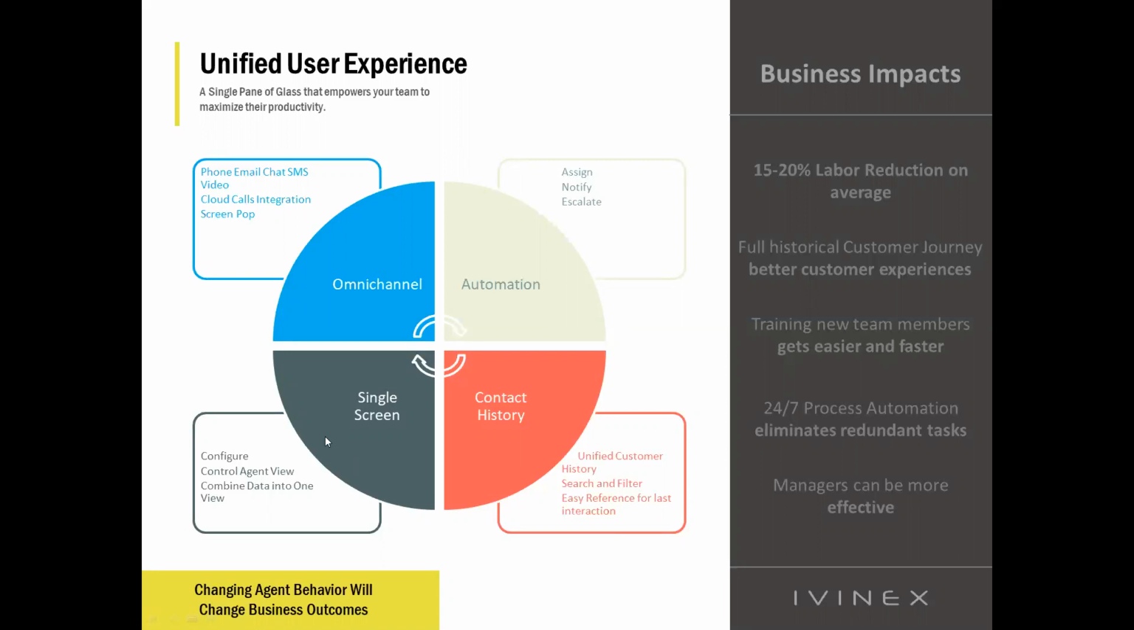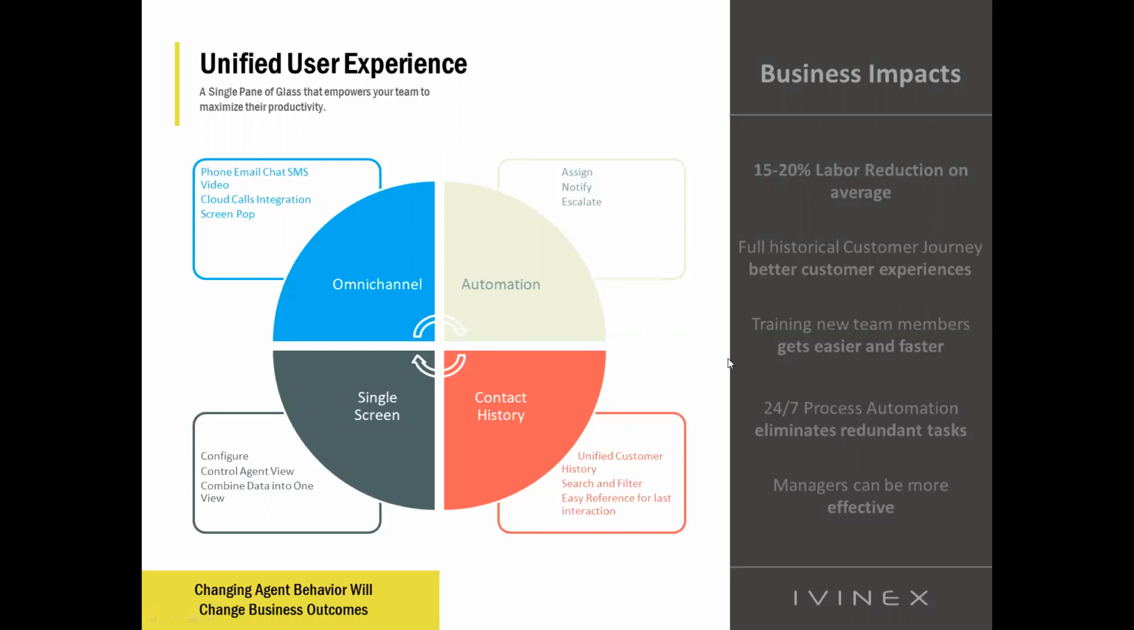And then the single screen or the single pane of glass is the most popular reason that folks come to work with us. So basically taking all these platforms that you're logging in and out of and consolidating them into one single screen that allows the agent to do everything that they need. The net result of signing up with the UUE typically is a 15 to 20% reduction in labor. And then also we have a full historical customer journey for better customer experiences.